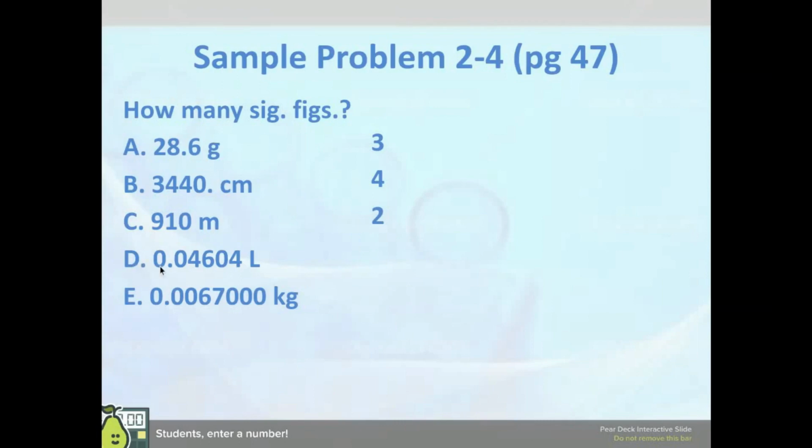On D, the decimal is present. Come to the Pacific side, go to the first non-zero, which is the 4, and then we're going to count everything left. So we've got 4 significant figures. On E, the decimal is present. Come to the Pacific side. First non-zero is 6, so we're going to go all the way here. So this one would have 5 significant figures.